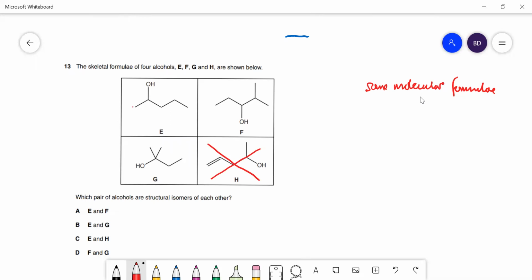So let's see, E has got 1, 2, 3, 4, 5 carbons. F has got 1, 2, 3, 4, 5, and 6 carbons. So E and F is not the answer. And how many carbons in G have we got? We've got 1, 2, 3, 4, 5. So it's only G and E which have got the same number of carbons. So E and G it is. That is the right answer to that one.